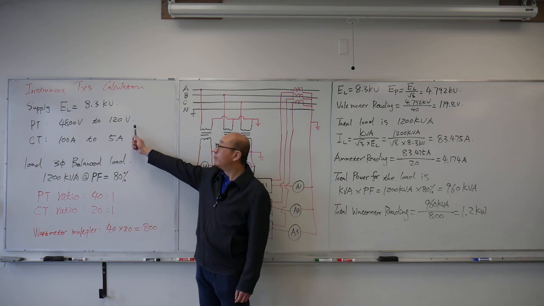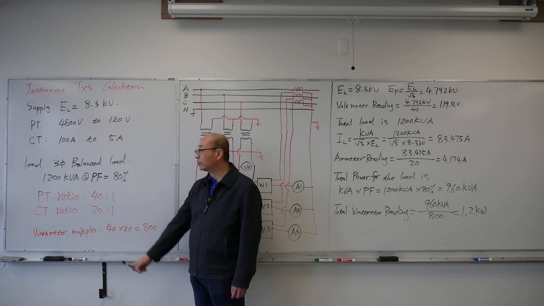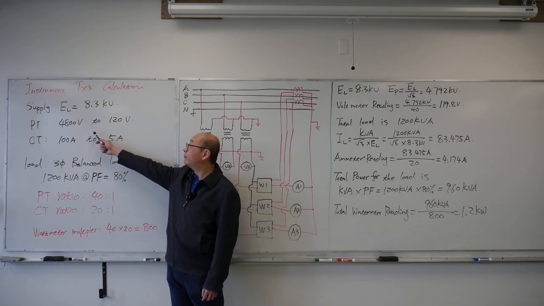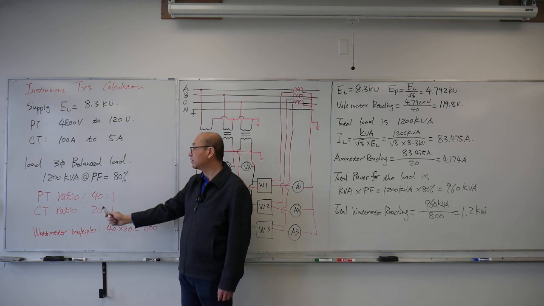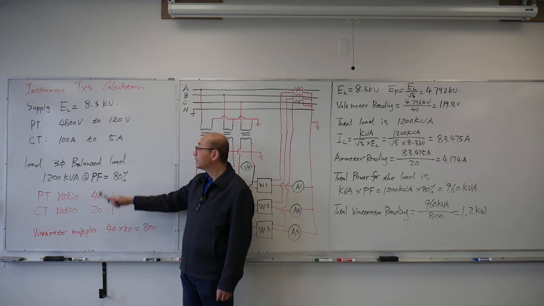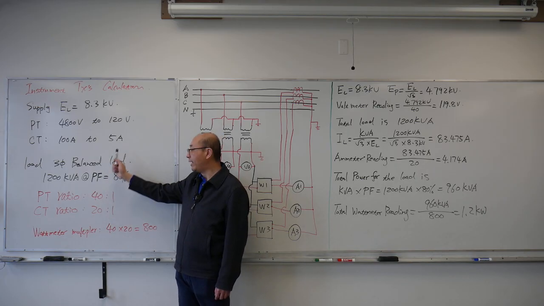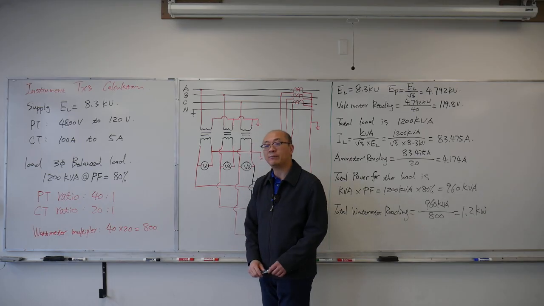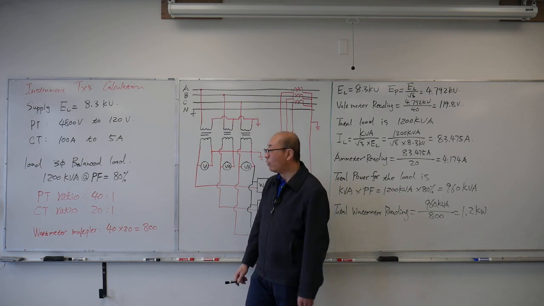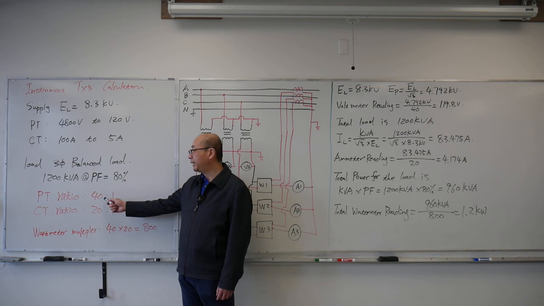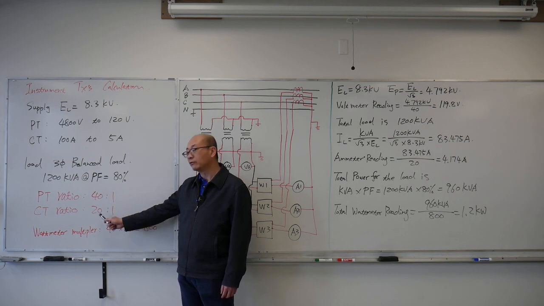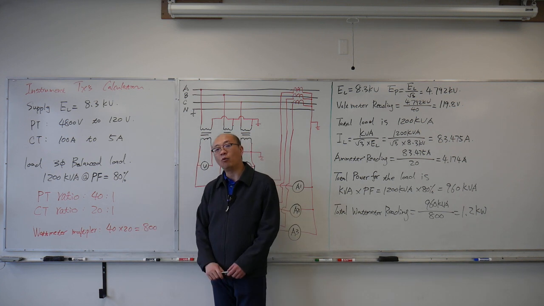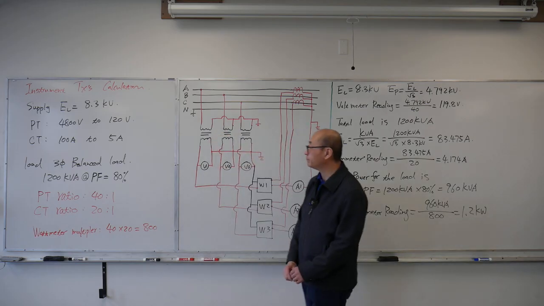First, we can find the PT ratio and the CT ratio. The PT ratio is 4800 volts divided by 120 volts, which gives a ratio of 40 to 1. The CT ratio is 100 amps divided by 5 amps, which gives 20 to 1. If you remember from second year, we talked about the wattmeter multiplier. The wattmeter multiplier is equal to the PT ratio times the CT ratio. In this case, 40 times 20 gives us 800. So the wattmeter multiplier is 800.